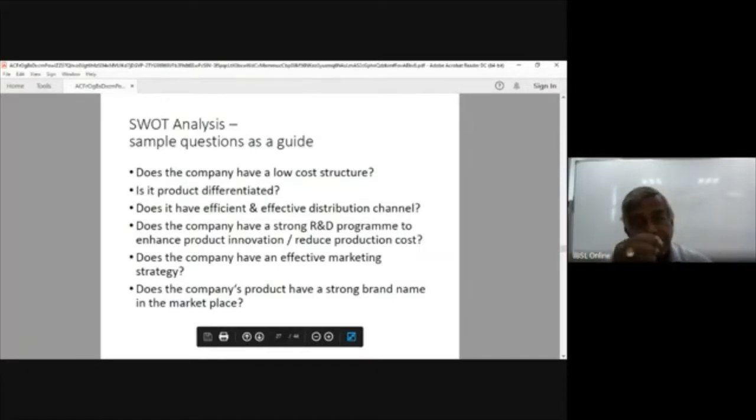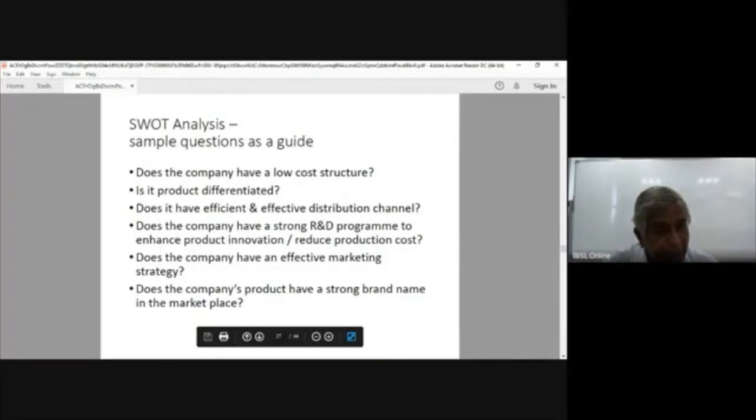So that means, if a low cost structure means they can sell the product at a low price, they can have a competitive advantage against their competitors and they can make their profit. So does the company have a low cost structure? If the answer is yes, compared to the competitors, then it is a strength. So they have to strengthen that further. The low cost structure is a strength, so they have to use it.